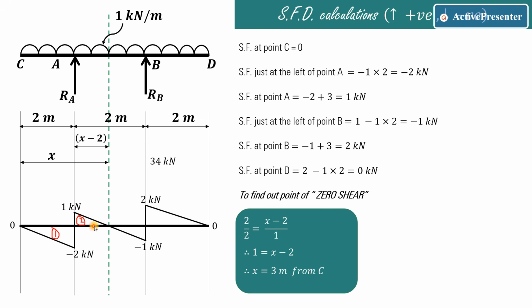Similarly, the base of this smaller triangle is x minus 2, because if this distance is x and this is 2 meter, then this will be x minus 2 meter. So this is x minus 2 and the height is 1 meter. So x minus 2 divided by 1.